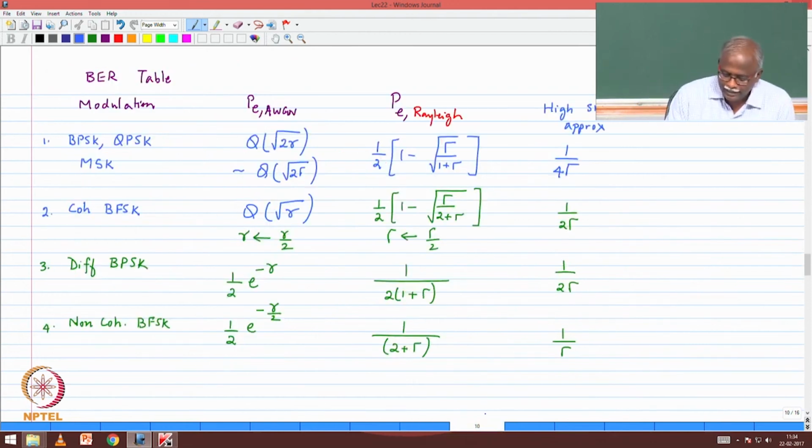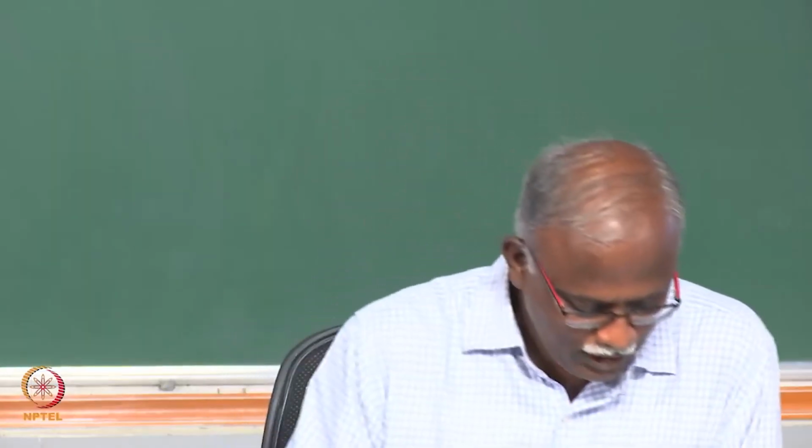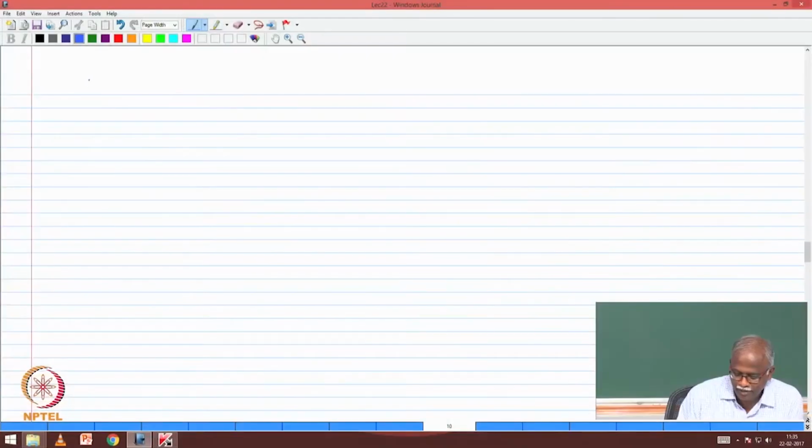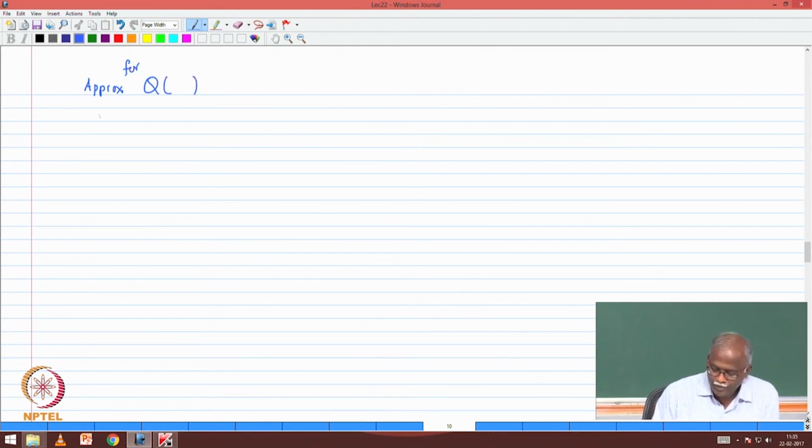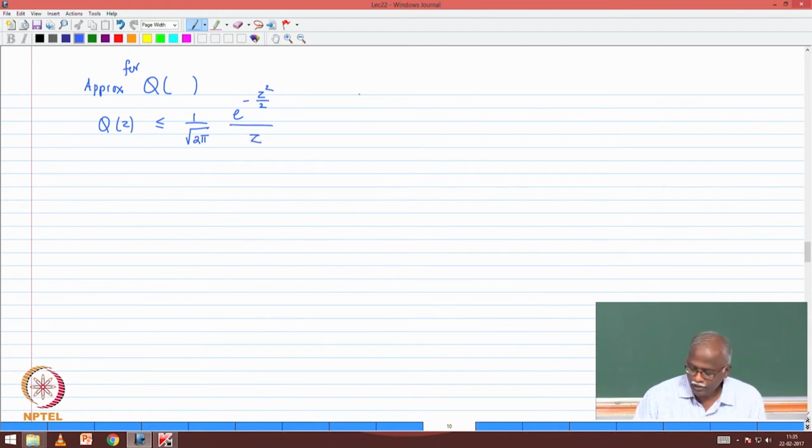Another useful aspect that I always want to keep in mind is, what if you don't have the Q tables available, or you don't have the Q function calculator with you. As engineers, we also always have approximations for the Q calculations, which basically says that Q of Z is upper bounded by 1 over root 2 pi e power minus Z squared by 2, divided by Z for large values of Z.